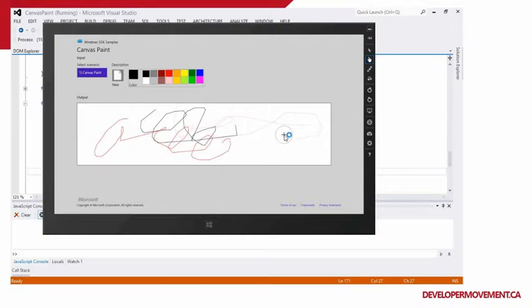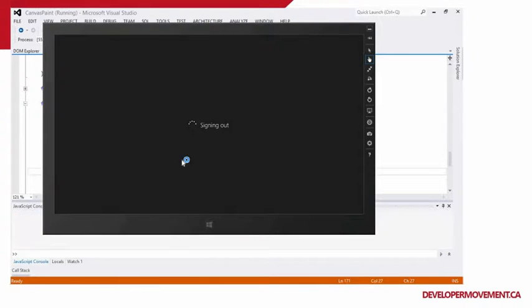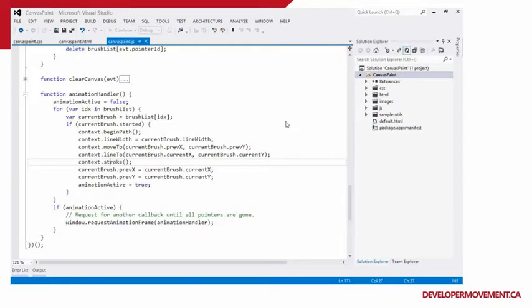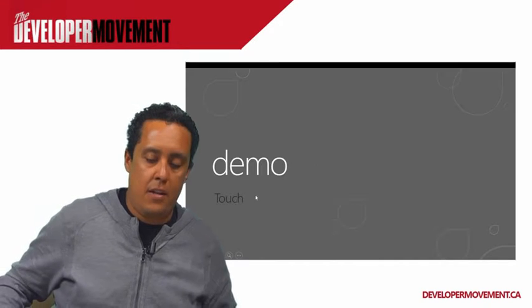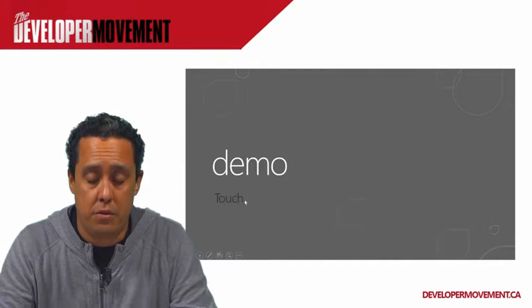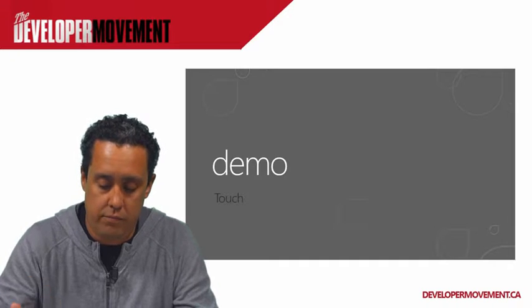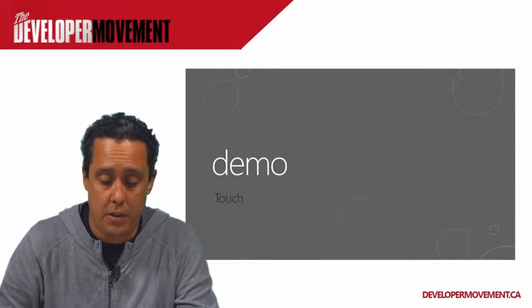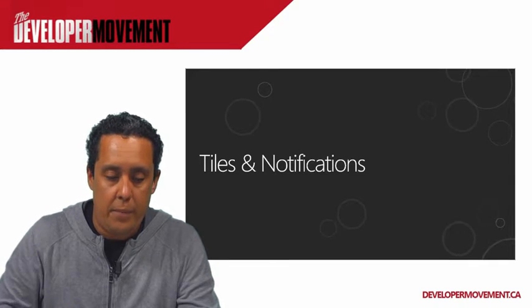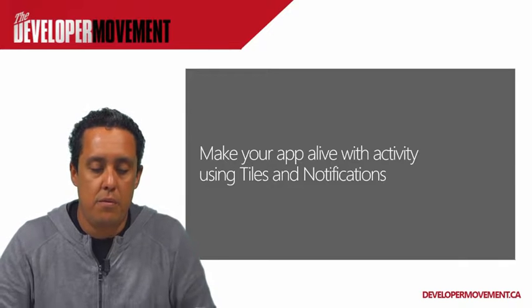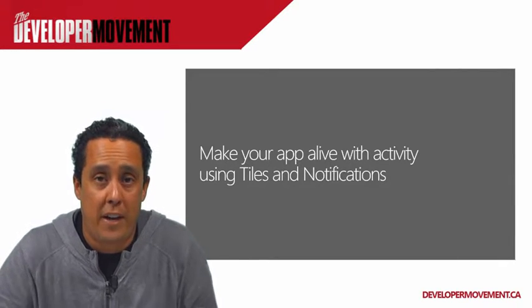Everything will still get bubbled up into your JavaScript using the MS Pointer events. So the key takeaway there is use the MS Pointer events that are available, and you get code for touch first, and you get pen and mouse for free, and less code for you essentially to develop. So now we're going to go through quickly tiles and notifications. Basically, you want to use these to make your apps a little bit more interactive and alive.